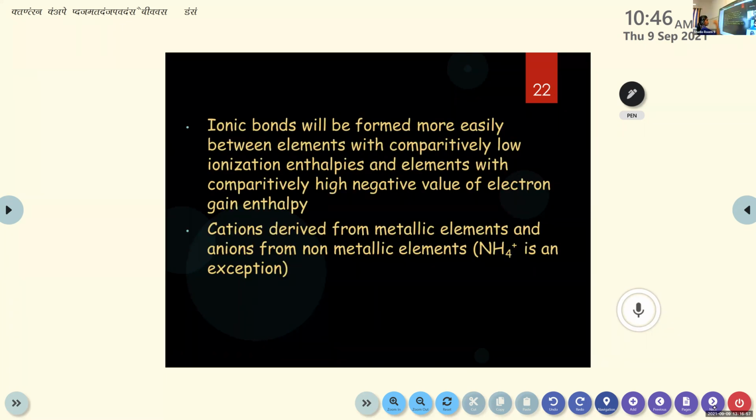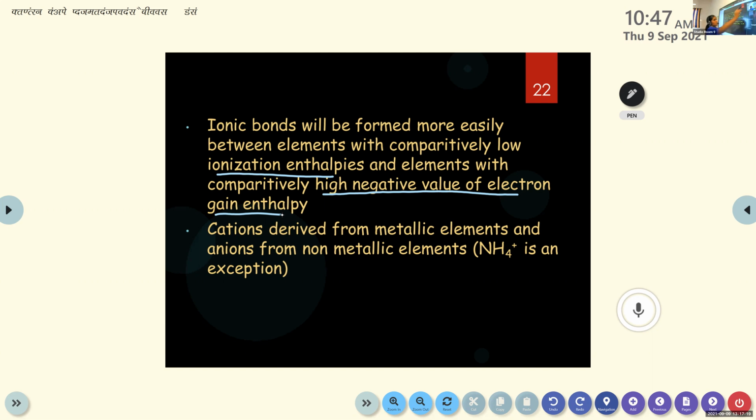So next one, ionic bonds will be formed more easily between the elements with comparatively low ionization enthalpies and the elements with comparatively high negative value of electron gain enthalpy. So always this ionic bond will be formed more easily between the elements with comparatively low ionization enthalpies.